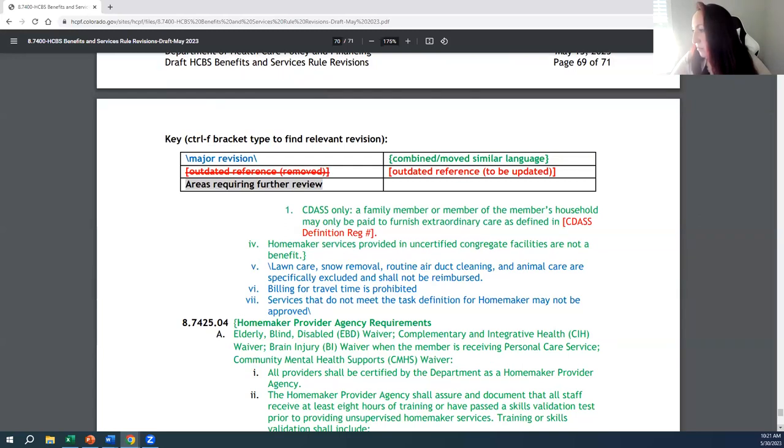1, CDOS only, a family member or member of the member's household. Did I say that right? Family member or member of the member's household may only be paid to furnish extraordinary care as defined in CDOS definition and regulation number, which will be added. 4, homemaker services provided in uncertified congregate facilities are not a benefit. 5, lawn care, snow removal, routine air duct cleaning, and animal care are specifically excluded and shall not be reimbursed. 6, billing for travel time is prohibited. 7, services that do not meet the task defined for homemaker may not be approved.